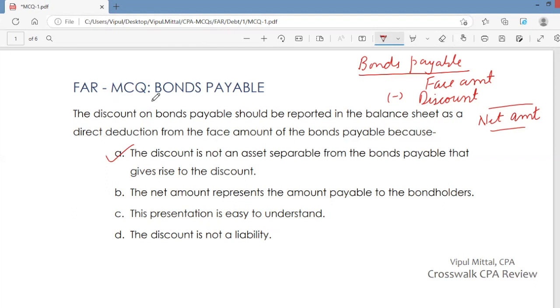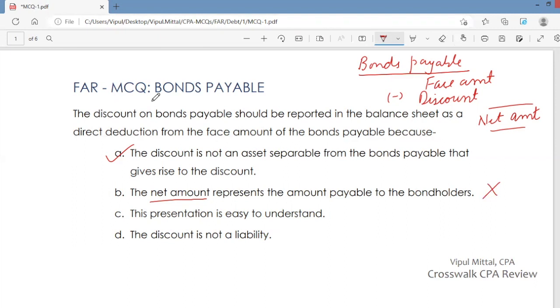Let's look at other answer options. Option B, the net amount represents the amount payable to the bondholders. No, it is not that. Generally, it is the face amount that represents the amount payable to the bondholders. This is not the answer.